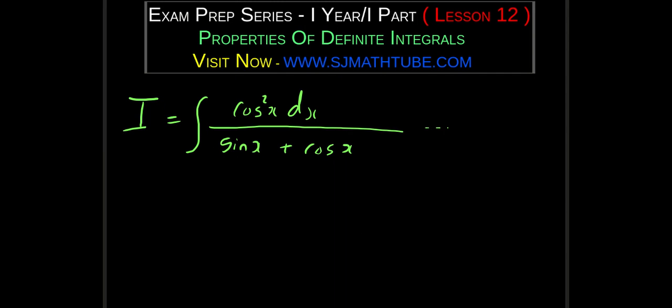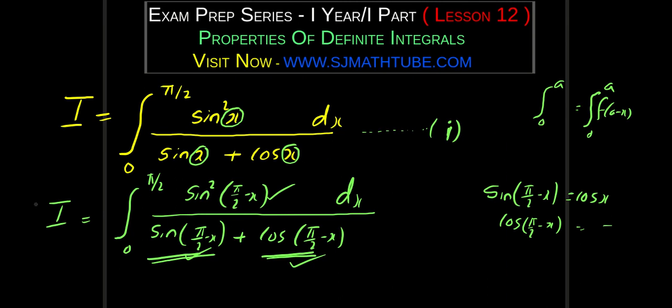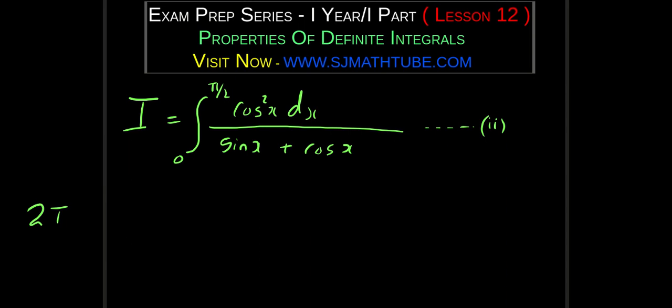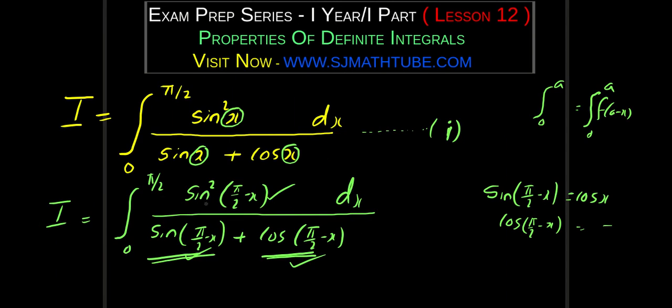And I'm going to call this equation number 2. And the limits are the same. Okay, and now let's add equations 1 and 2. Can you tell me what will happen if I add 1 and 2? Yeah, 2I is equal to, the integral is common. And you might have noticed the denominator is also common.